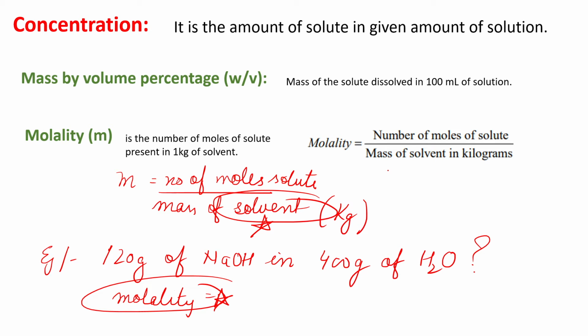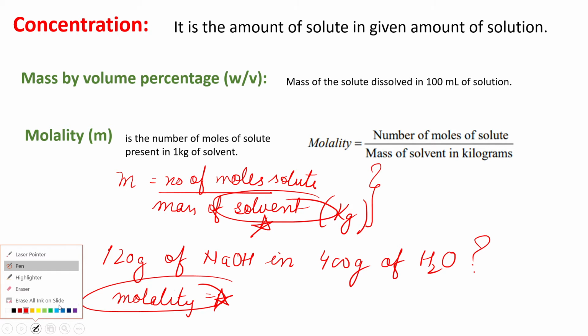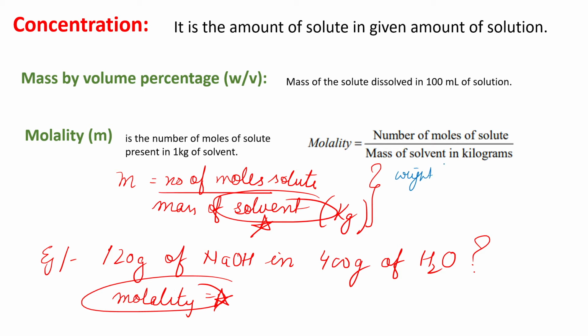I hope you guys are doing it. So first we need to calculate molality. What is the formula? Molality formula is number of moles of solute divided by mass of solvent in kg. What is the number of moles for NaOH? Number of moles, as I have defined, is the weight of solute divided by molecular weight. This is the formula for number of moles.